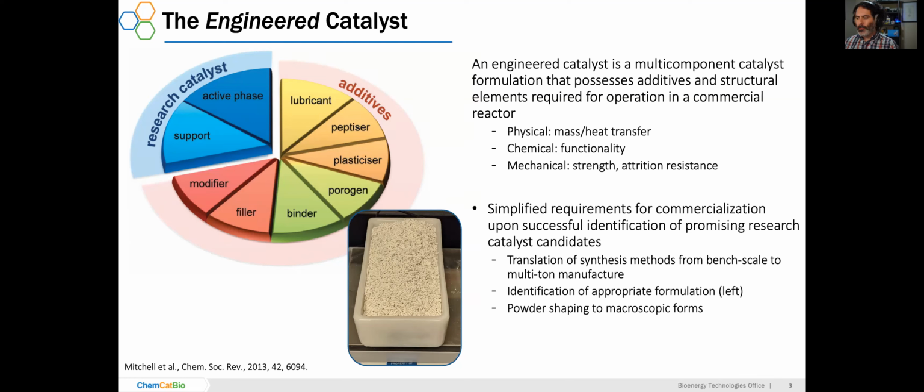But that's non-trivial, right? Translation of synthesis methods from your bench scale reactor testing and synthesis to multi-ton manufacture for commercial application is non-trivial, and we'll get into some of the elements for consideration there. Then there is identification of an appropriate formulation. As I noted, that's a much more complex mixture of components that have physical and mechanical considerations, not just chemical ones. And shaping those powders into macroscopic forms has a lot of practical considerations. So this is the engineered catalyst as we think about it in the context of this presentation. Then we'll jump into the case study by Bruce on FCC.